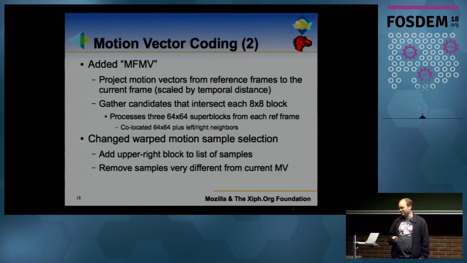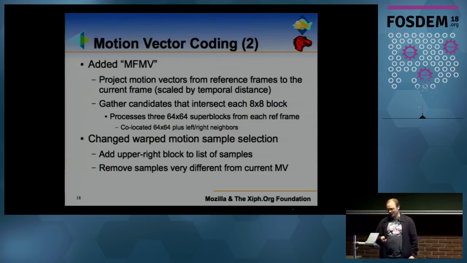We also added some new tools. One is this MFMV tool, which stands for motion field motion vector, something. Basically, the idea is that you take your motion vectors from your reference frames and project them onto your current frame just by linear extrapolation, and then gather all the candidates that intersect each 8x8 block. So what this lets you do is get predictions from things that are fast moving and very far away, as opposed to just looking at your co-located blocks, which only can capture relatively slow motions. This is sort of like direct mode, but unlike direct mode, which is entirely designed to get very smooth, slow motions, this is designed to get very quick, otherwise unpredictable motions. So that gives something like a 1% coding improvement.